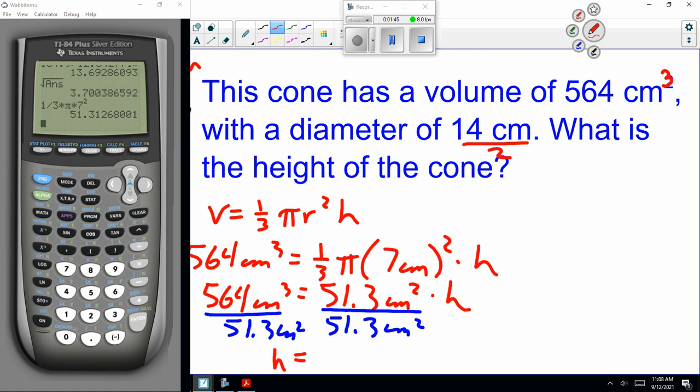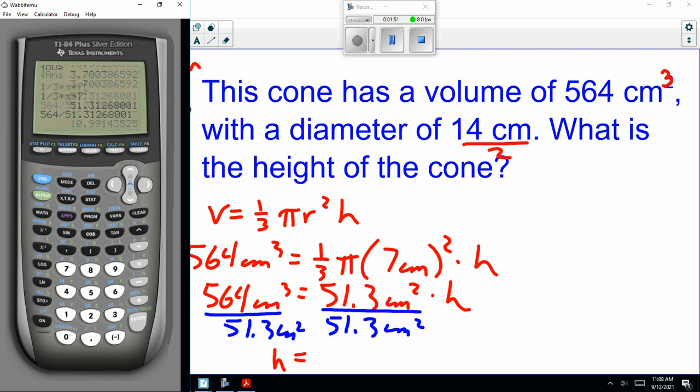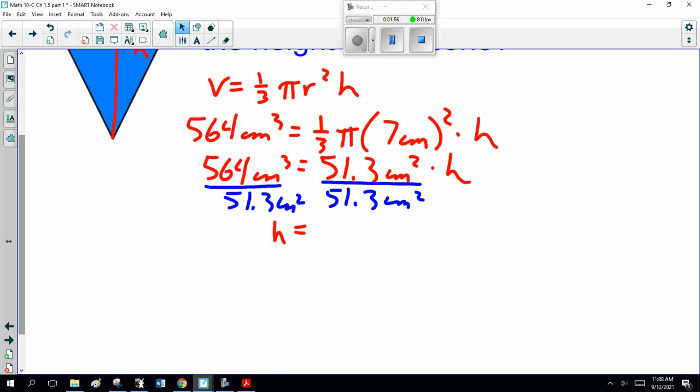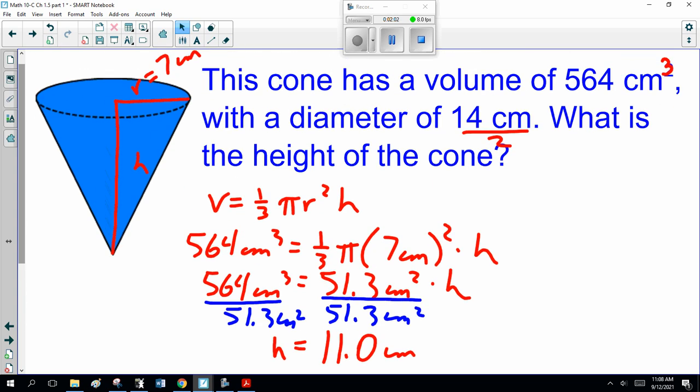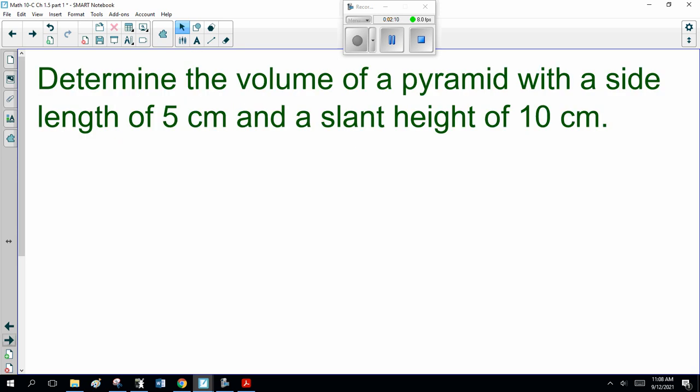So height is 564 divided by my answer, 10.99, which works out to be 11 centimeters. Okay. Now that's almost as nasty as I can get. And I hear you going, almost? Well, here's the nasty one.